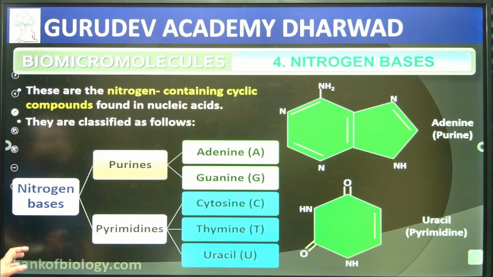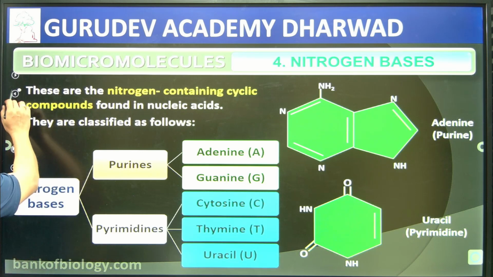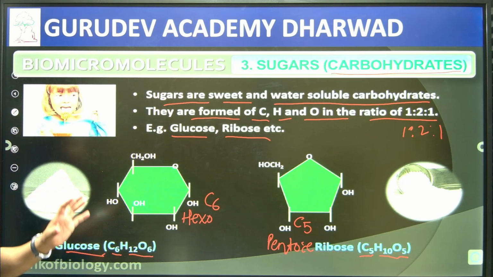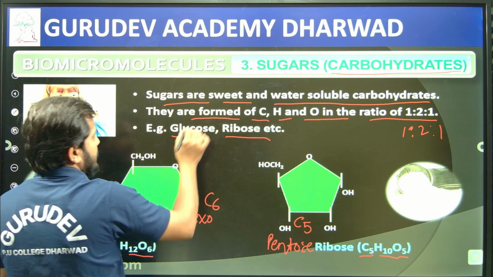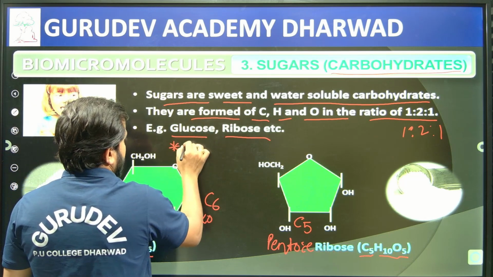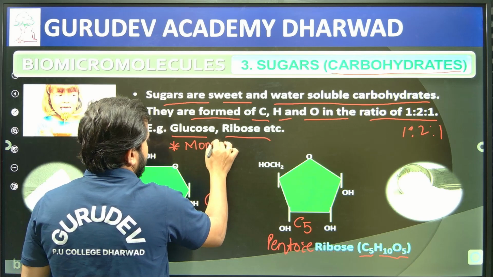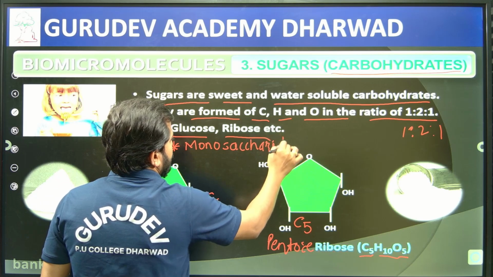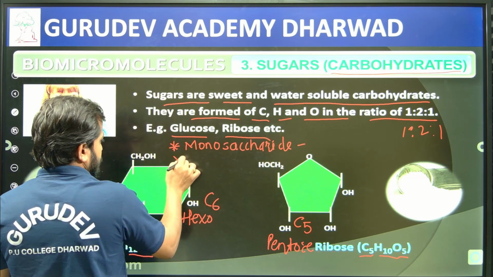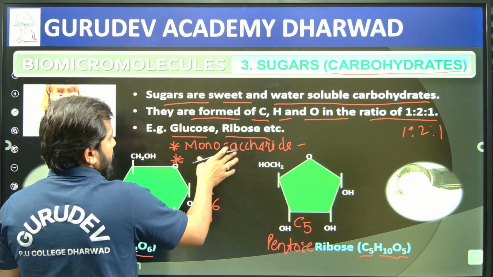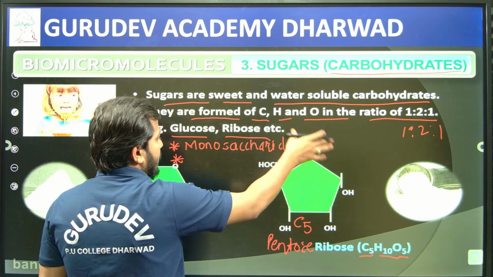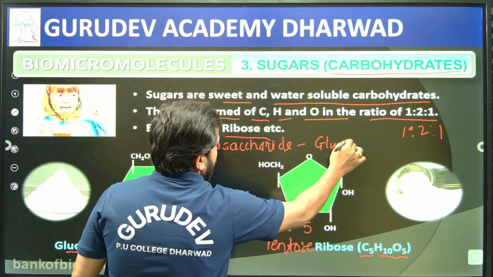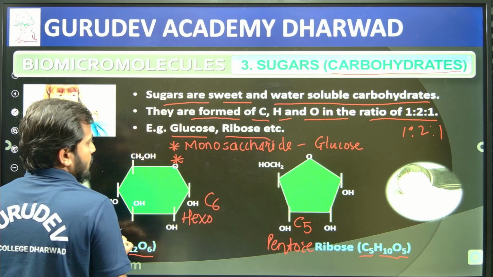Carbohydrates can be divided into different categories. Based on the category, there are monosaccharides. If only one component is present, like glucose or fructose, that is what we call a monosaccharide.